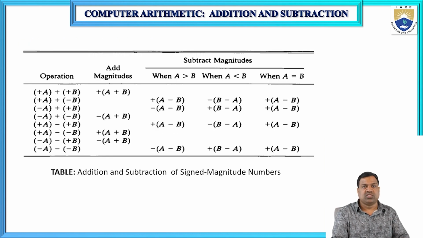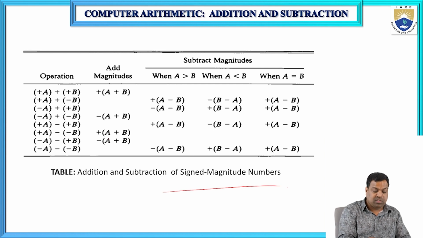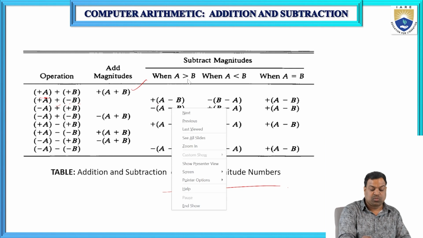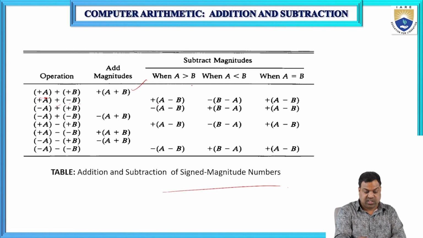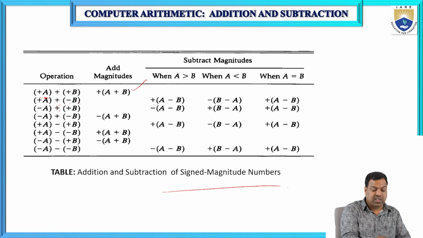So here is one example of addition and subtraction of signed magnitude numbers. Here I am taking the operation plus A, plus B. So what is the add magnitude? Plus A plus B means plus of A plus B. Is it correct? Yes, it is correct. Plus A plus into minus minus, so A minus B. So A minus B means is A less than B? Yes, it is the A less than B condition.